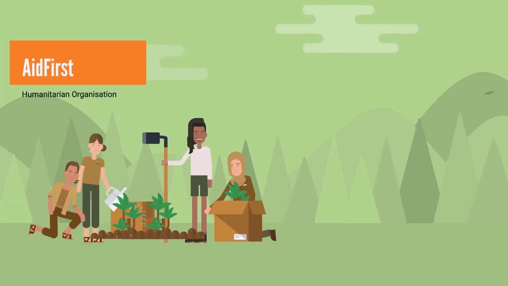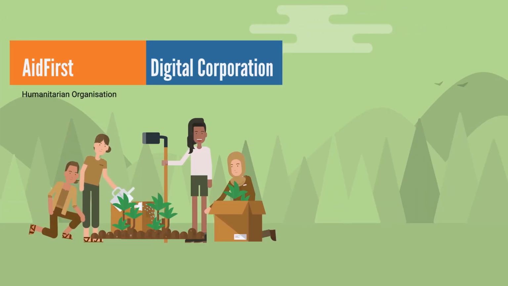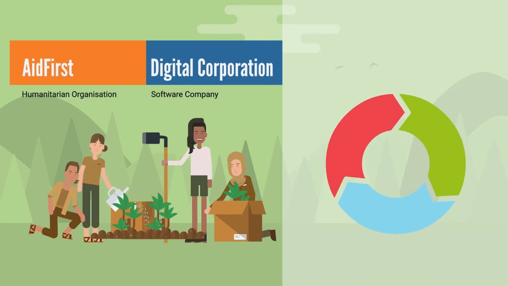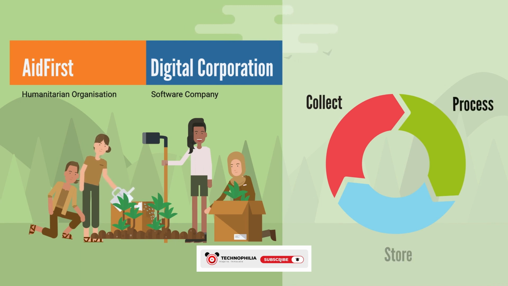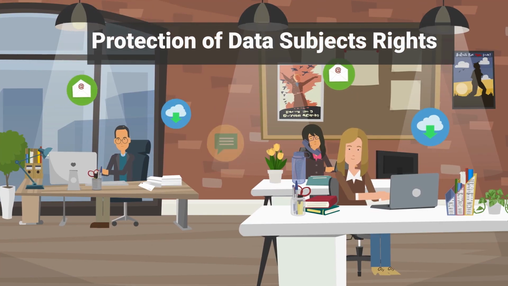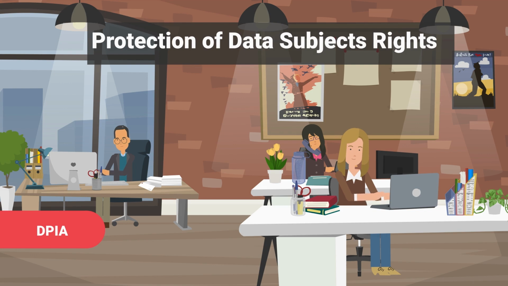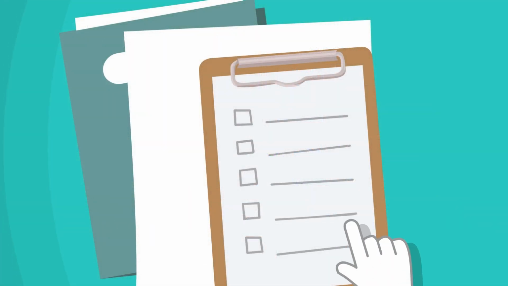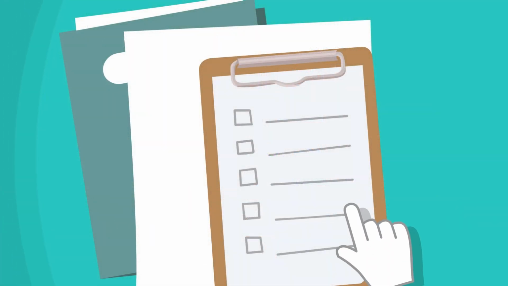Aid First, a humanitarian organization, has partnered with Digital Corporation, a software company, for the use of the company's Analyze platform to collect, process, and store the personal data of women living in a remote community in Cape Ruvania. Since sensitive personal data may be included in data processing, a DPIA was conducted using the organization's template to ensure that data subject rights are protected. The notes and questions related to data protection served as a guide for what should be considered in the assessment.